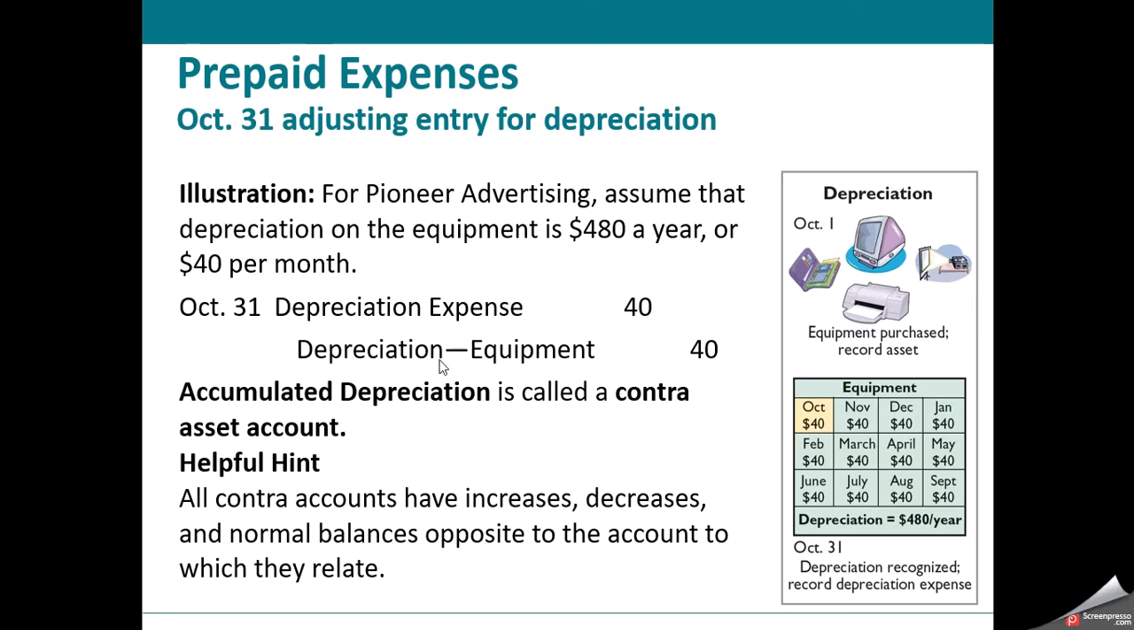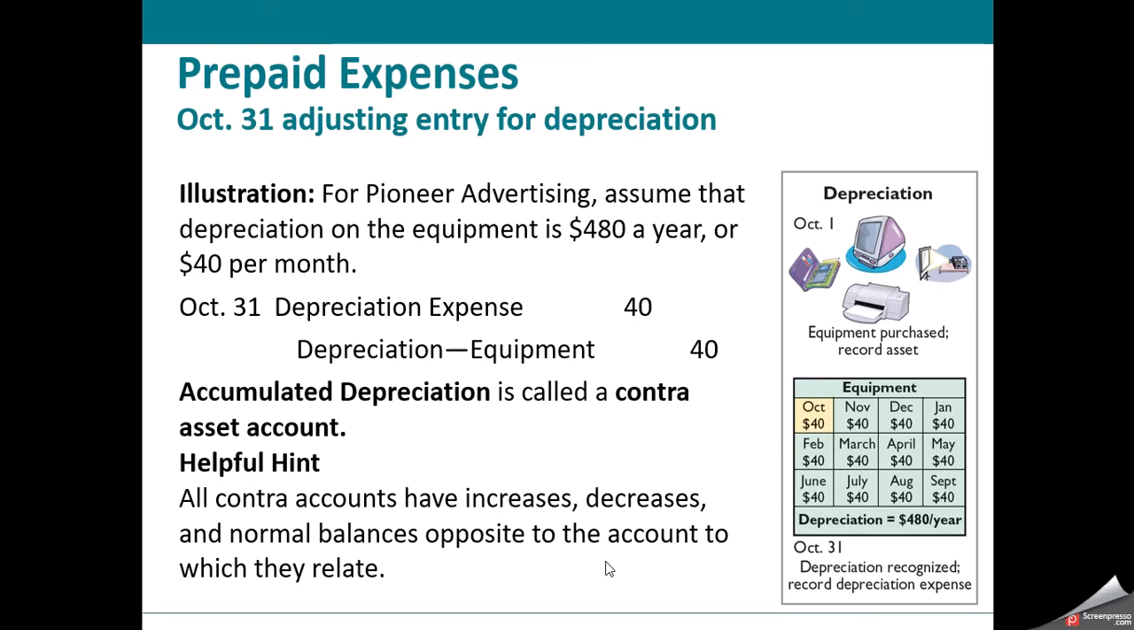We set up this account, which is accumulated depreciation equipment, and that's a contra account. And you'll want to know that term. A contra account is an account whose normal balance is opposite what we would expect it to be. So it's in the asset section of the balance sheet. We would expect it to have a debit balance. Since it's a contra account, it's going to have a credit.